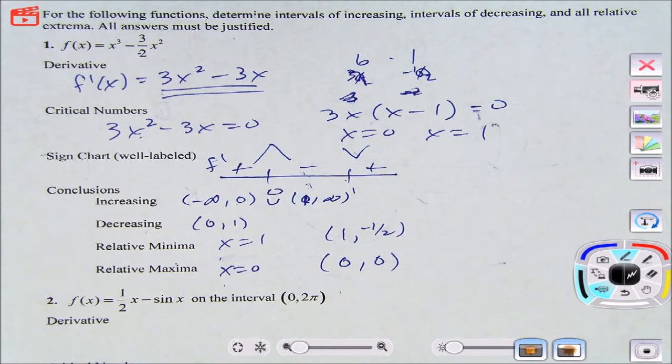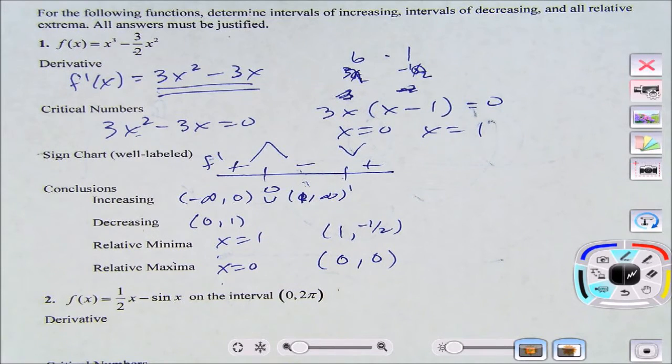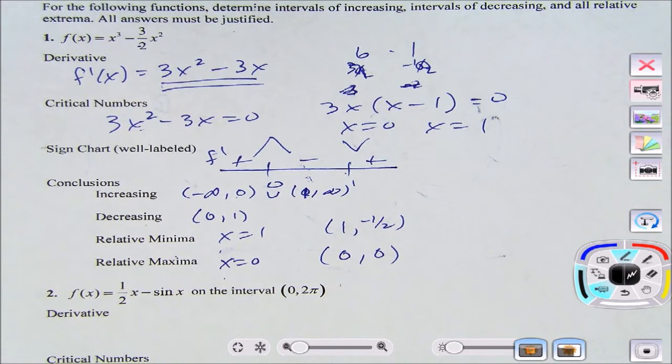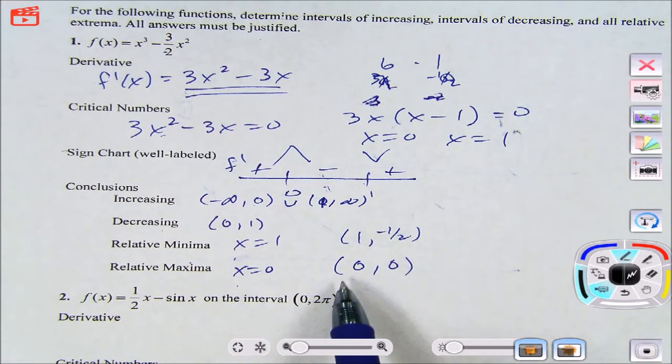Questions? Okay, go ahead. Will we have to plug in the numbers for the relative maxima or minimum? Generally speaking, they want the coordinates. Will we have to look for other numbers besides the critical numbers? Yes. If it's a closed interval, they might ask you for the absolute extrema, and you have to do the endpoints.